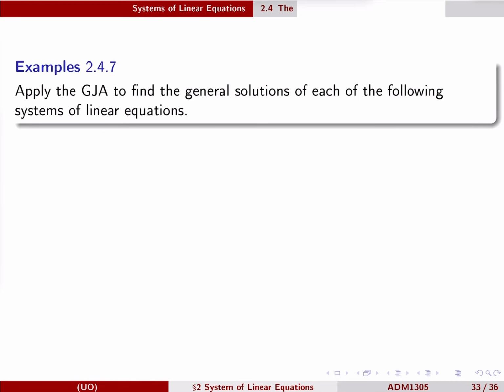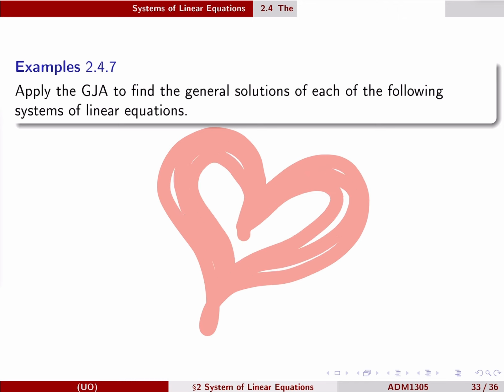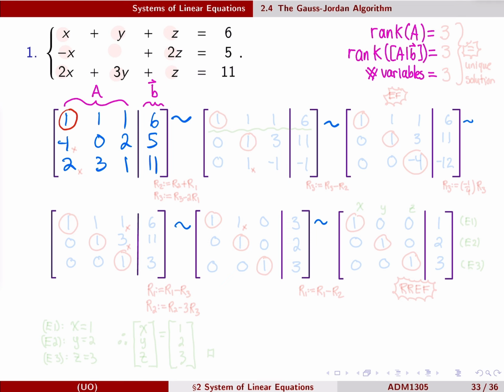Hello, everyone. Let's solve some system of linear equations using the Gauss-Jordan elimination algorithm. Let's go. Let's use the Gauss-Jordan algorithm to solve this first example. Here we have three equations with three unknowns.